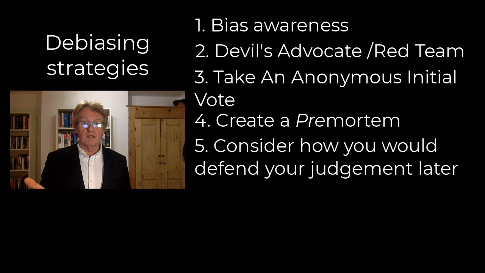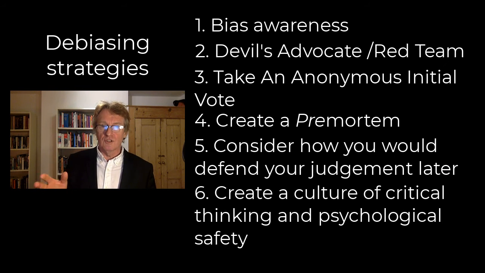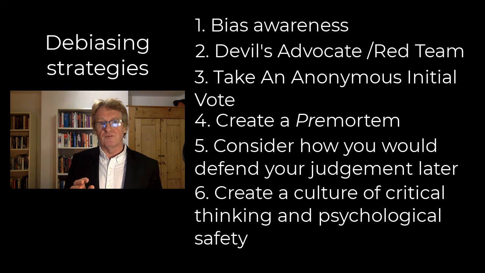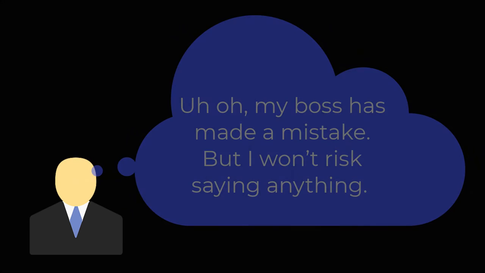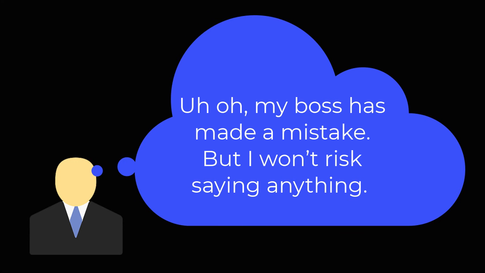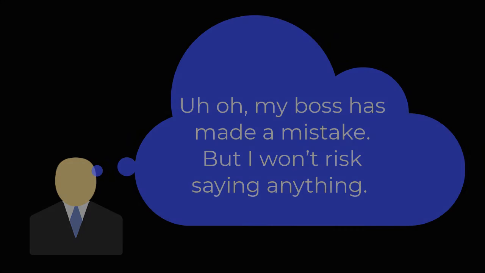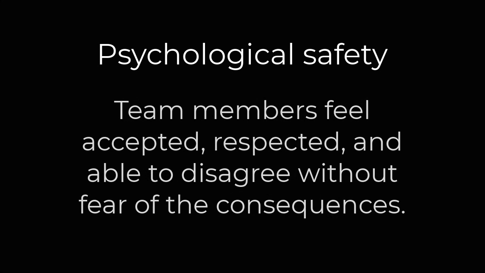Number 6, create a culture of critical thinking and psychological safety. One of the biggest obstacles to dealing effectively with the effects of cognitive bias is the fear that people feel about speaking up. A junior person may have spotted that a senior person has made an error, but they'll say nothing, feeling that their own status and perhaps their career prospects are potentially at risk. It's important that organisations foster a culture of what researchers now call psychological safety. Individuals should feel able to speak up, and they should feel that their contribution will be listened to.